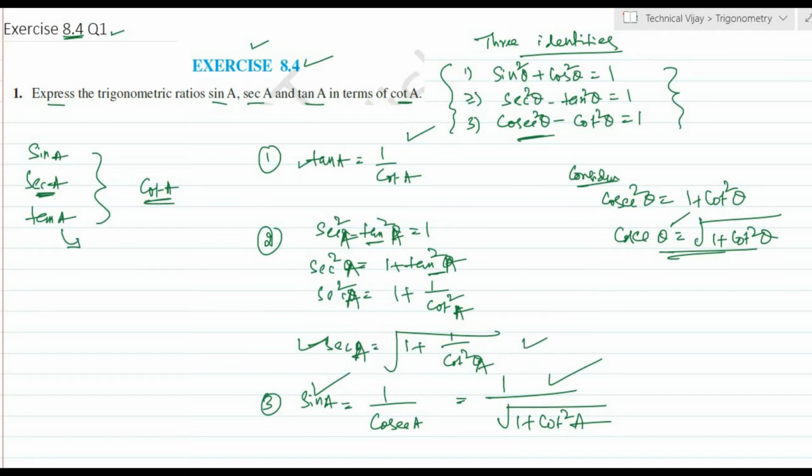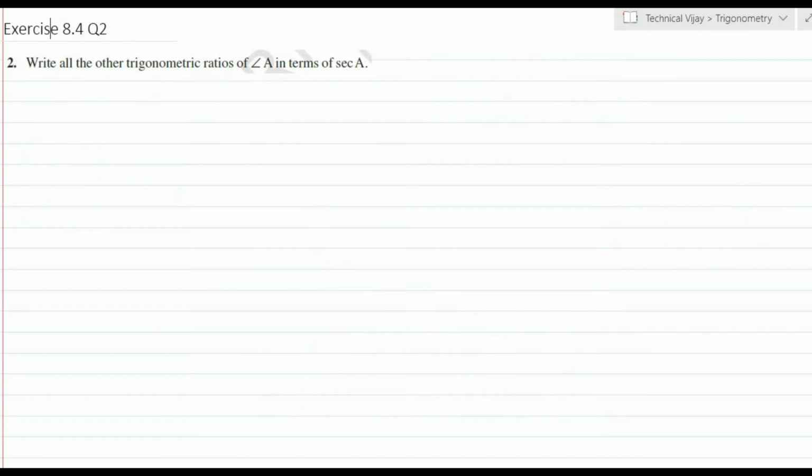Okay, so we'll go for the next one. Exercise 8.4, question number 2. Write all other trigonometric ratios of angle A in terms of secant A. So here we have to write in terms of secant A.